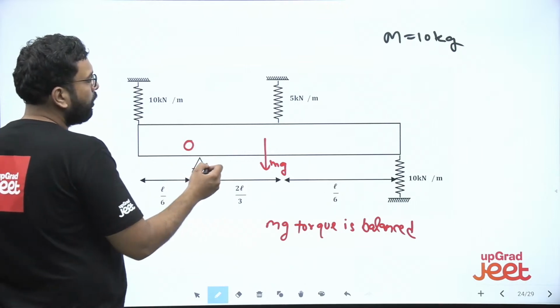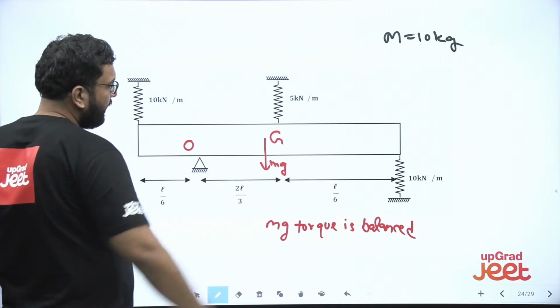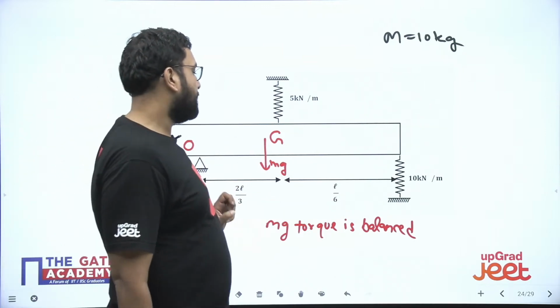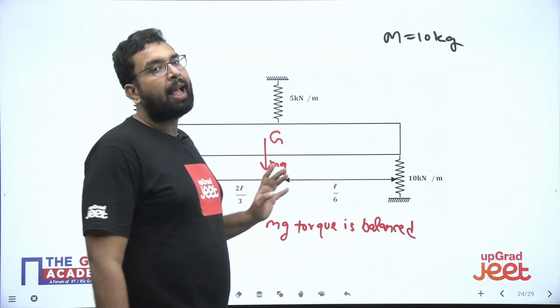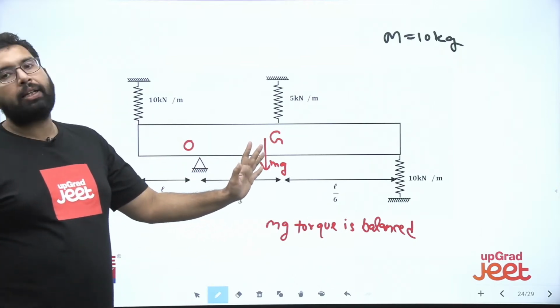So we want it about the O. Okay. So what is the whole length here? We have L by 6 plus L by 6 plus 2L by 3. So L by 6 plus L by 6, that is L by 3. L by 3 plus 2L by 3, that is L. So the whole length of this bar is L only.